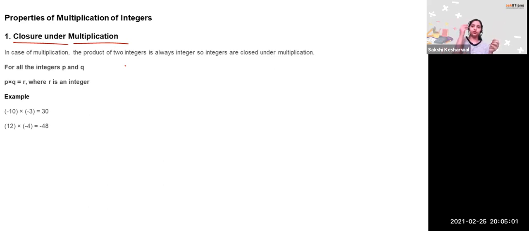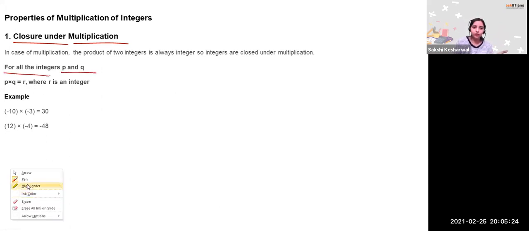We have just seen that if you multiply a negative integer by a positive integer, the answer is a negative integer. We multiply a positive integer by a negative integer, the answer is again an integer, a negative integer. Now, if we multiply a positive integer by a positive integer, the answer is again a positive integer. So you see that for all the integers P and Q, we see this. Is this right? We need to go very deep into it. I think this is very clear to you.